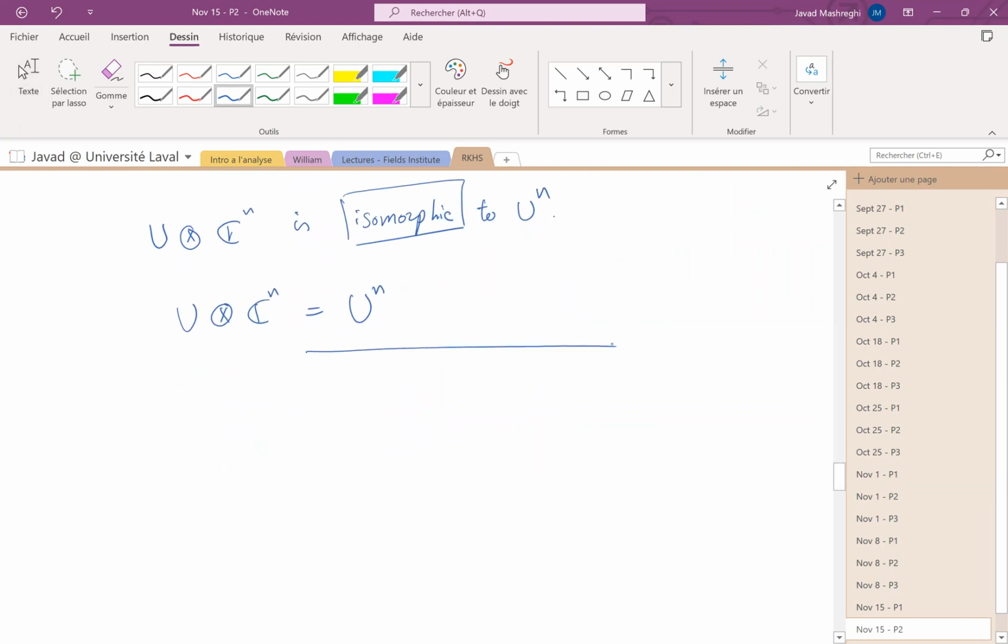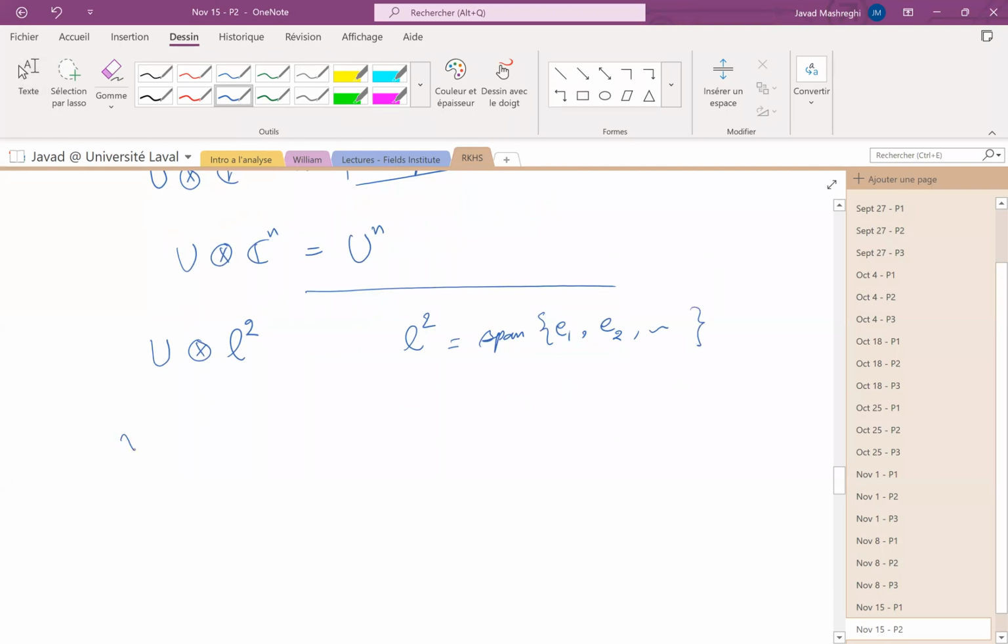It is even more delicate in the infinite dimensional case, and you need to be a bit careful here when a topology comes into the picture, when we consider U tensor product L2. Well, we know that L2 is also spanned by E1, E2, and so on. So every element here, any x in U tensor L2, can be represented uniquely as the sum j from 1 up to infinity of Uj tensor Ej.